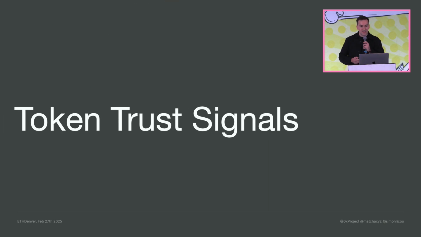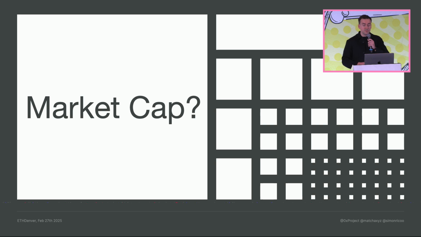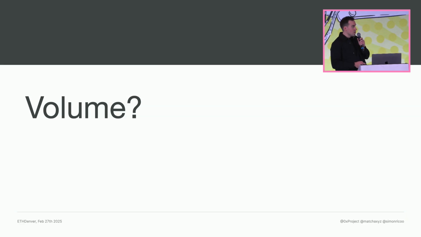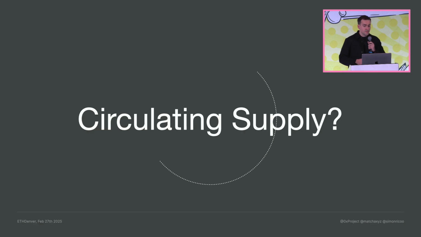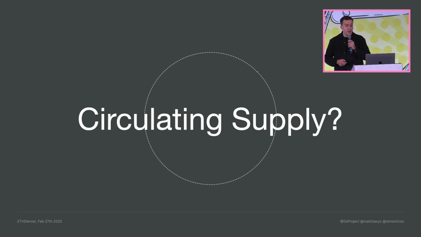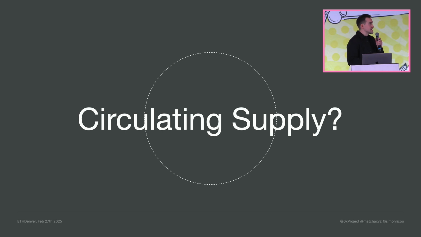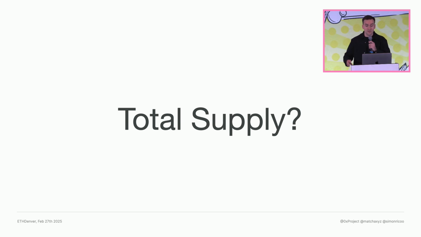So what are the token trust signals? Is it the market cap? Not really. The market cap can be easily manipulated. So can the volume. Wash trading can often pump the volume high. Is it the circulating supply? Well, creators can unlock new tokens from the total supply, and circulating supply is not really a trust signal without knowing the total supply. But even though we know the total supply, there might still be new tokens being issued.